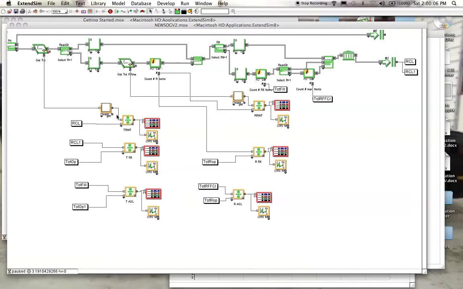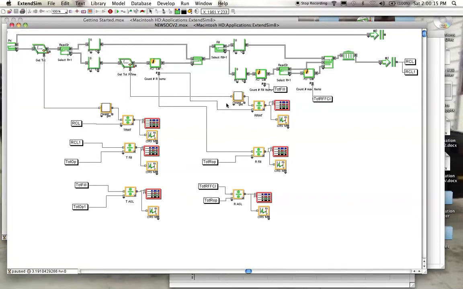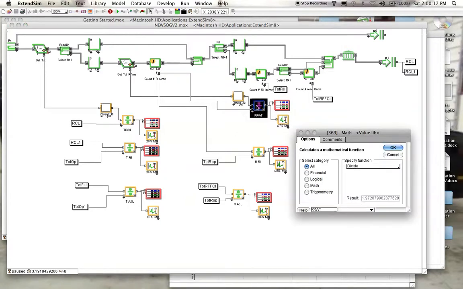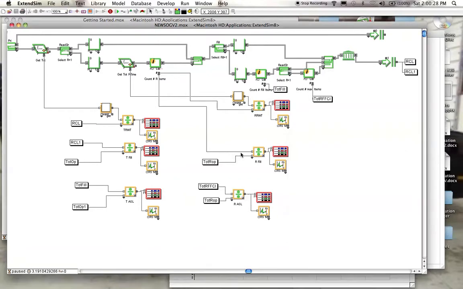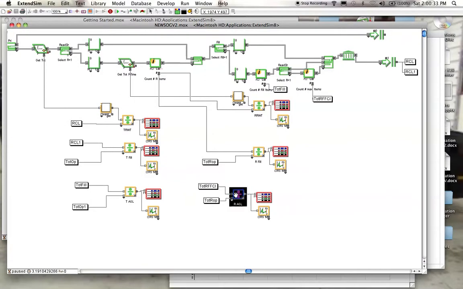So we should have values over here, and these values should be 0. So we'll first take a look at that. 0 there. That's 1.97. I believe that's left over from last simulation. Take a look here. 0 and 0. So let's just start over.